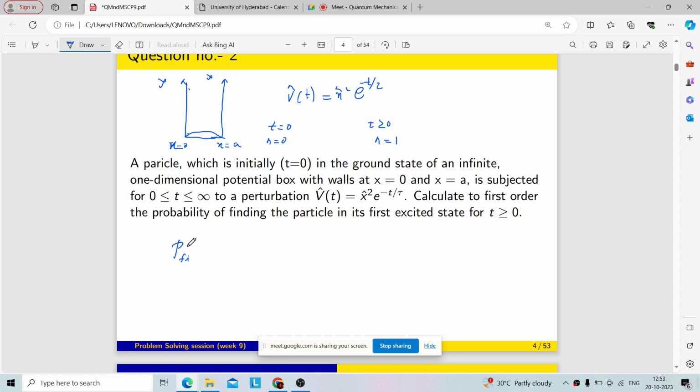P_fi, which is a function of t. This will be 1 over ħ squared, mod of the integral from 0 to infinity of e to the power minus i omega_fi t, and the transition moment integral, ψ_f V(t) ψ_i.